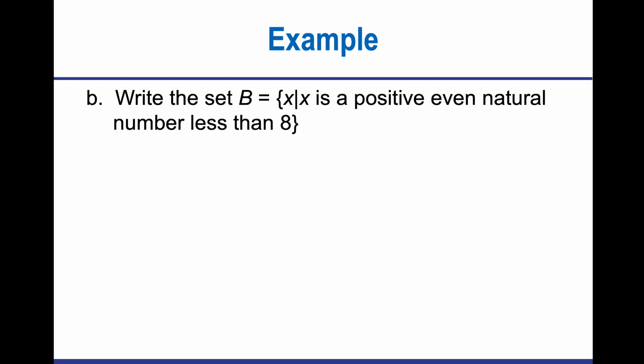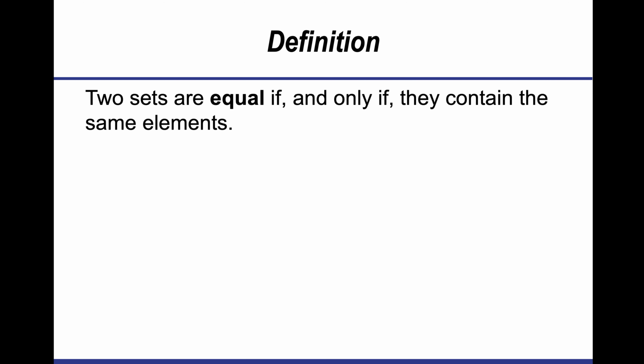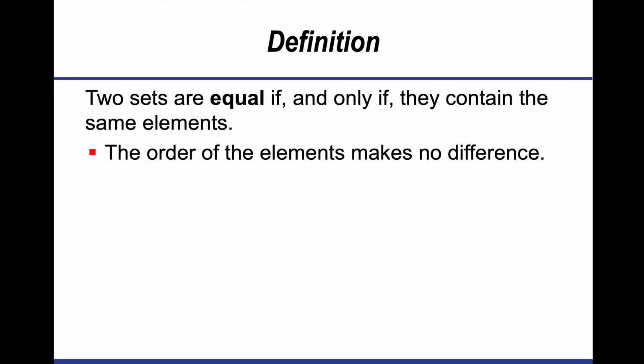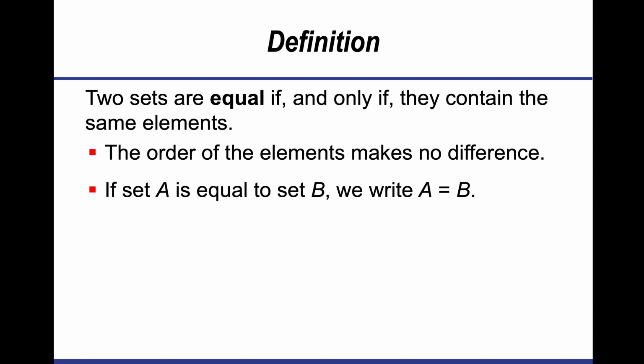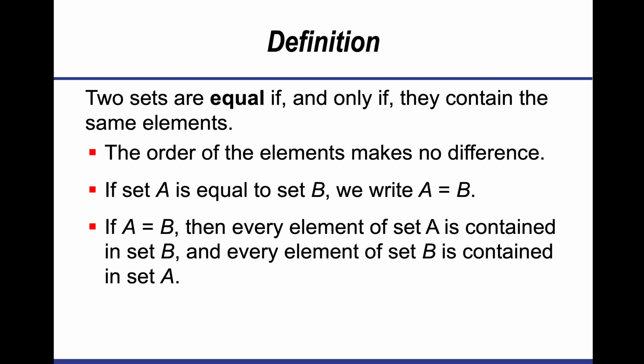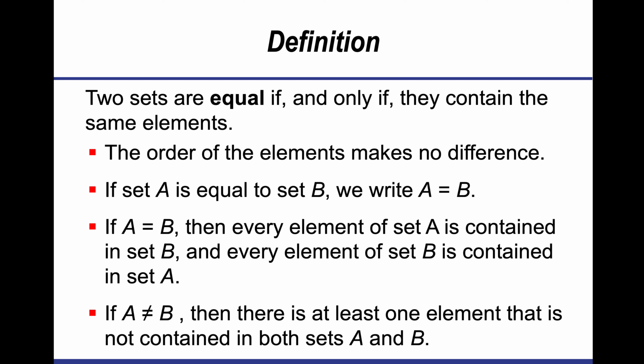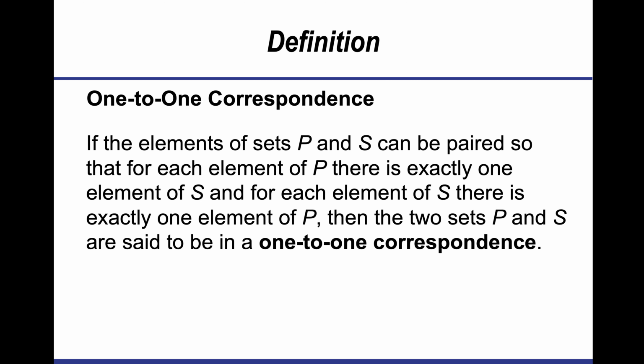If I want to write the set B in this manner, looking at positive even natural numbers less than 8, that would be 2, 4, and 6. Two sets are equal if and only if they contain the same elements. The order of the elements makes no difference, and if they're equal, I can write A equals B. If A does not equal B, then there is at least one element that does not belong to both groups.